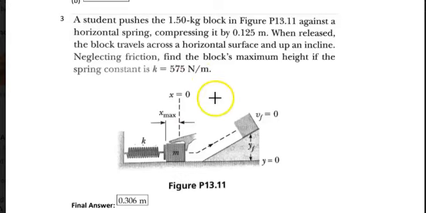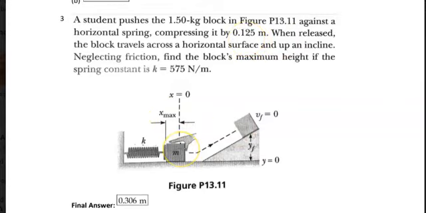So this is your question number 3. You are given a scenario here where a student pushes a block with a mass of 1.5 kilograms against a horizontal spring. In the first case, the student's hand pushes this box towards the wall, which compresses the spring, where the compression is equal to 0.125 meter. So your x maximum is equal to 0.125 meter.